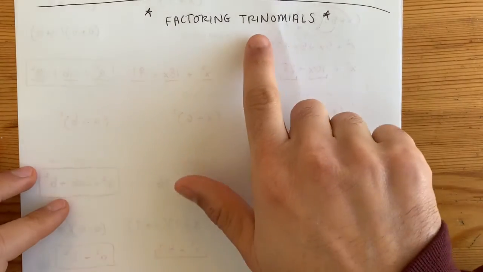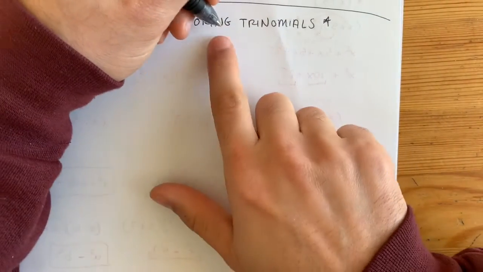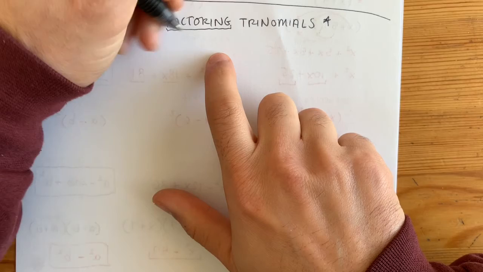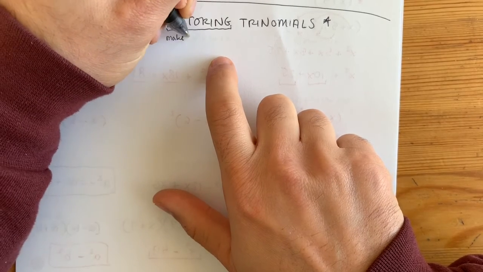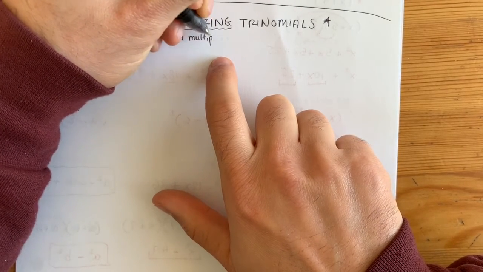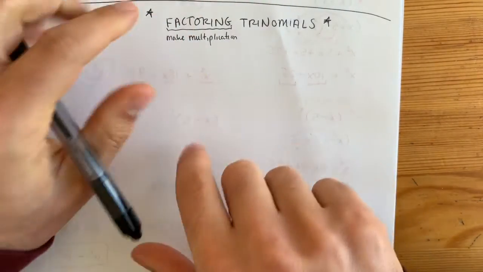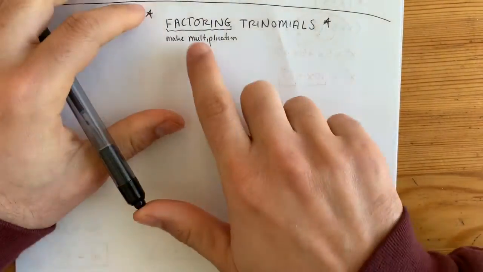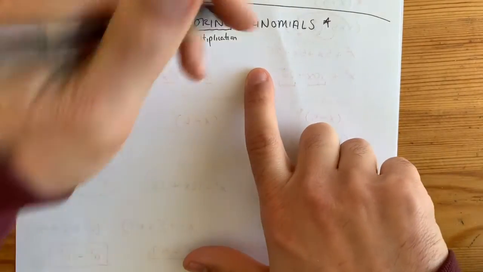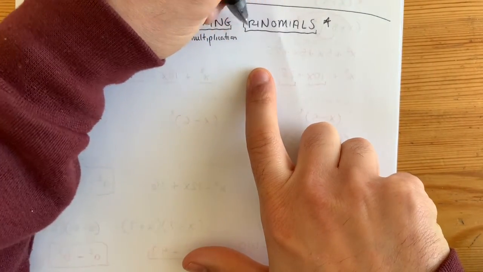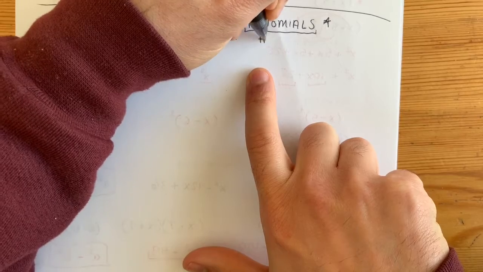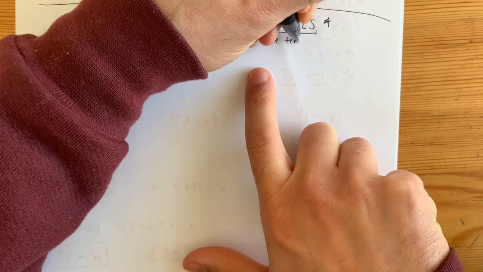So let's just get some vocab first. Let's start with the word factoring. Factoring means to make multiplication. So to figure out how to make something into looking like multiplication, that's what factoring does. A trinomial is a polynomial with 3 terms.